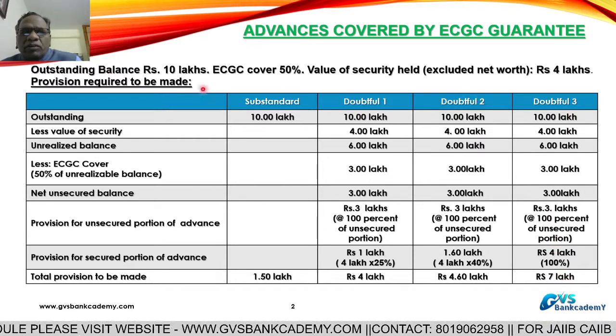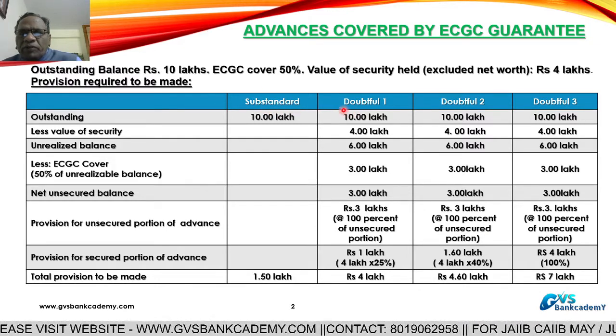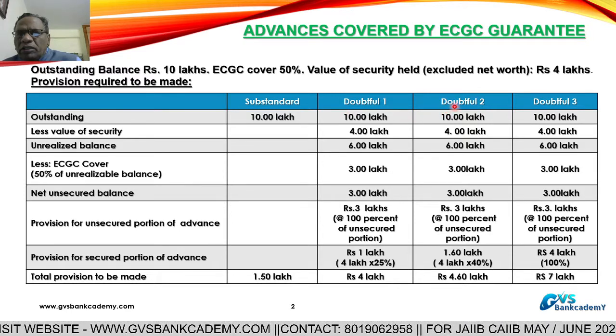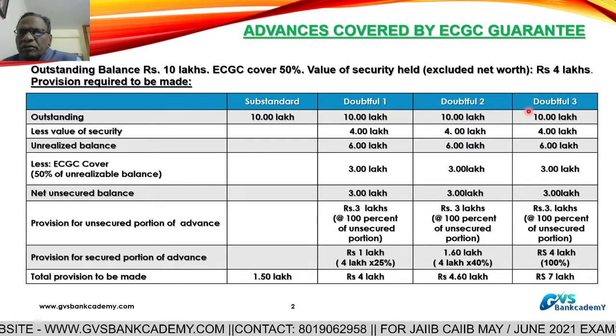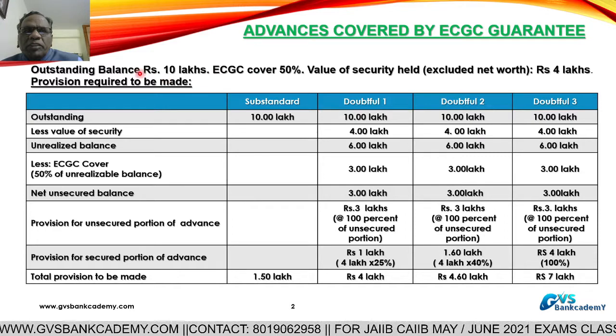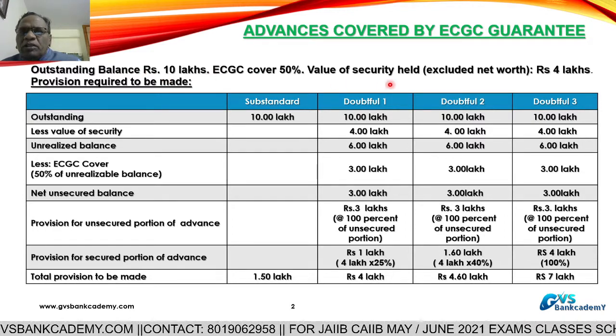So in one example, we have calculated substandard, doubtful 1 (NPA during the second year), doubtful 2 (NPA during the third and fourth year), and doubtful 3 (NPA after 4 years). This is the provision for export credit guarantee, meaning export related advances. This is the one case study.